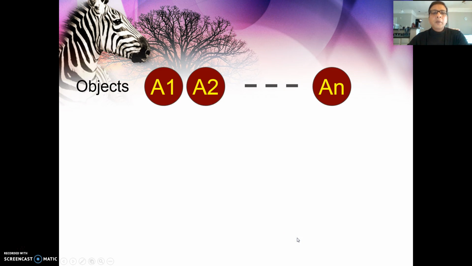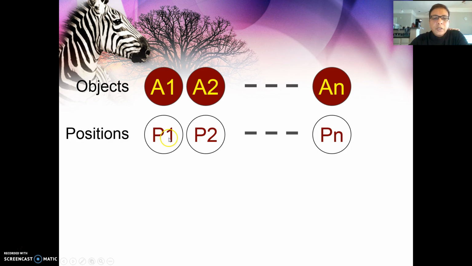So the general problem is, there are n objects a1, a2, up to an, and there are n positions p1, p2, up to pn. So how many ways can n objects be arranged among themselves? That is the number of ways these n positions can be filled up by these n objects.